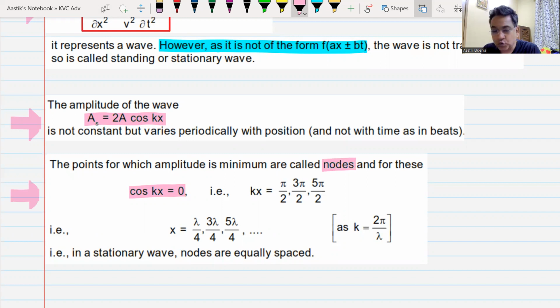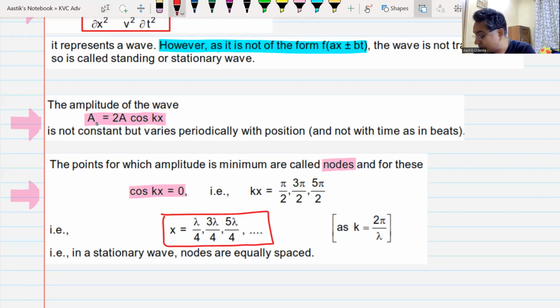Nodes. And after that, it is plain trigonometry. You can find the position of the node. And once you find the position of these nodes, you can understand what is the distance between two nodes.